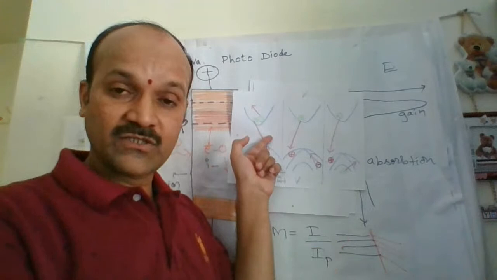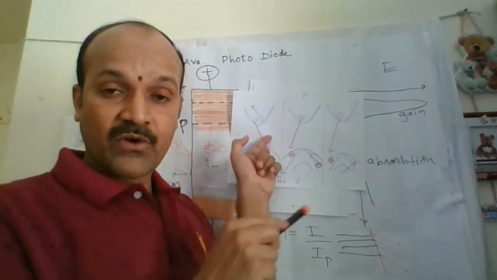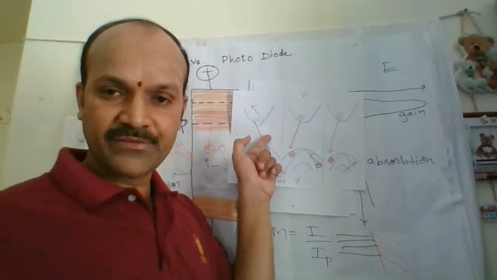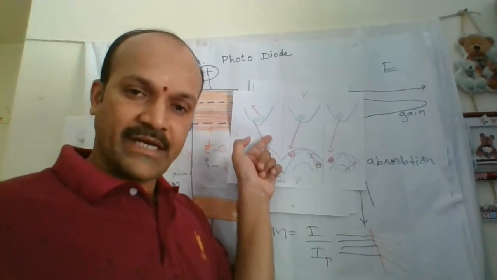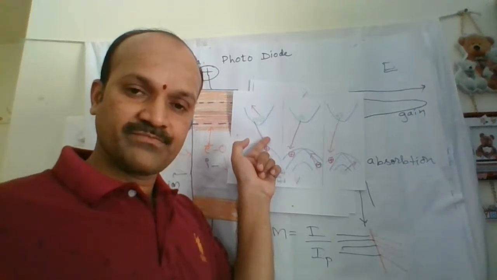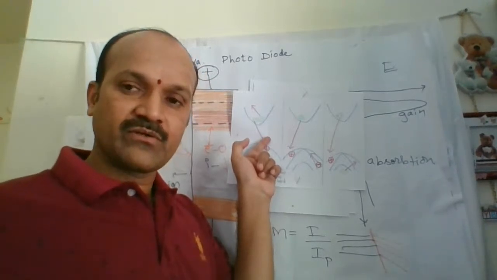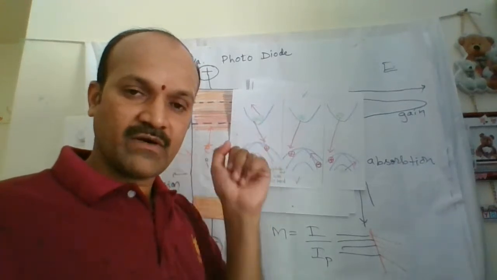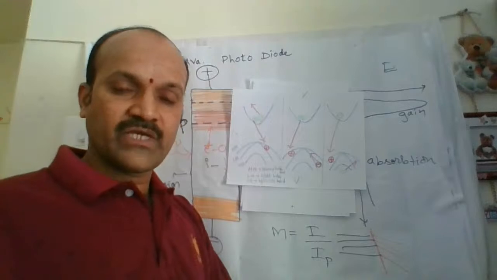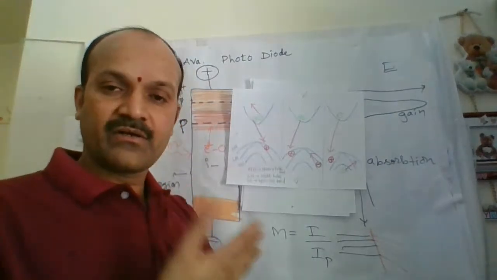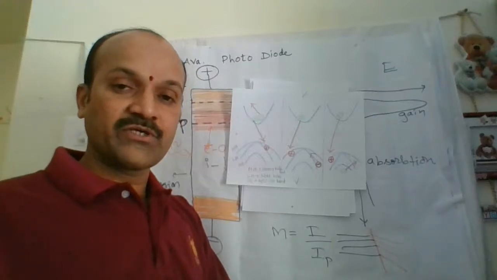These three processes are Auger recombination. Clear? Any doubts? If you have any doubts, ask me. You can send the doubts via WhatsApp. So today we have discussed the PIN diode and these non-radiative recombinations.